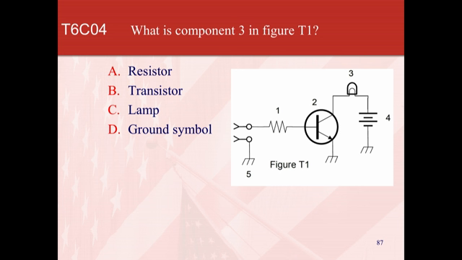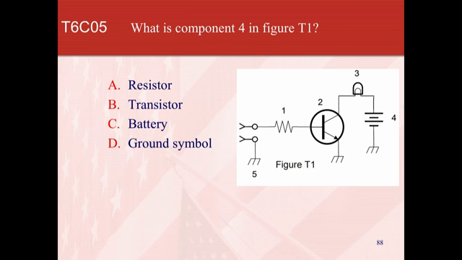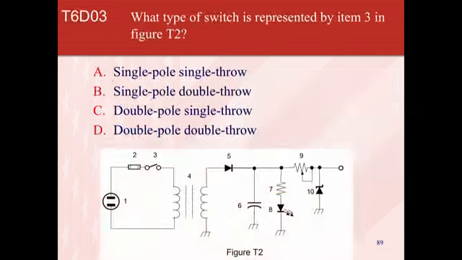What is component 3 in figure T1? That looks like a lamp. What is component 4 in figure T1? That's a battery. What type of switch is represented by item 3 in figure T2? That's a single pole, single throw switch.